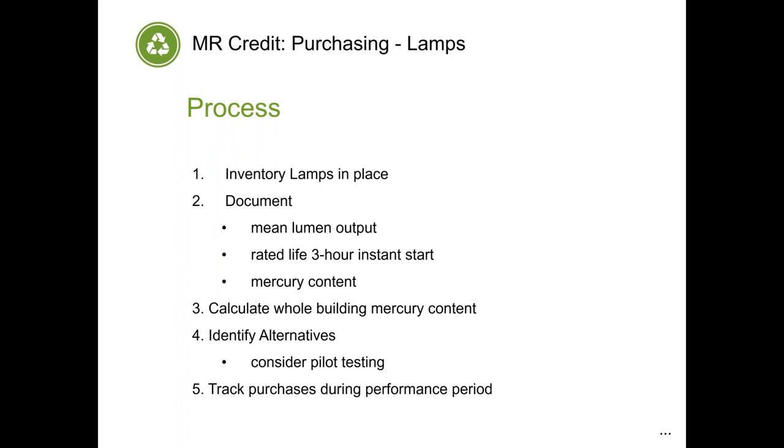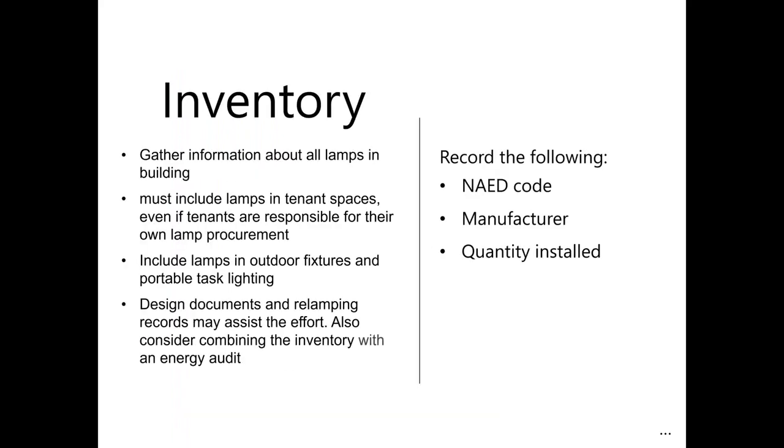And then where needed, if you need to identify any alternatives, you find, well, this particular lamp has a high mercury content. What can we source that will provide similar light quality, but less mercury? That's where you discuss your alternatives. And you track your purchases during the performance period, your LEED performance period.